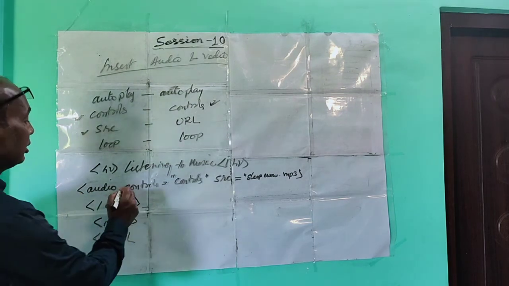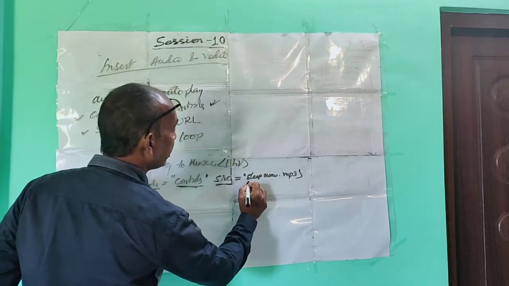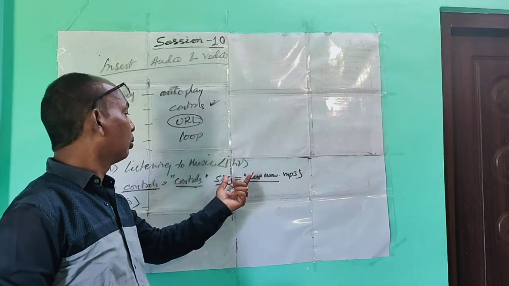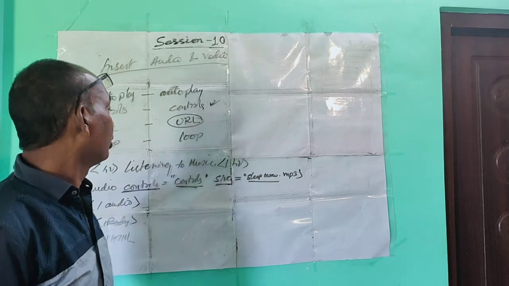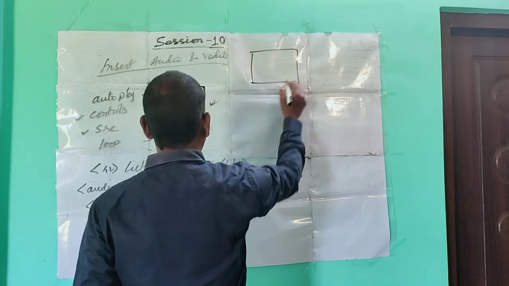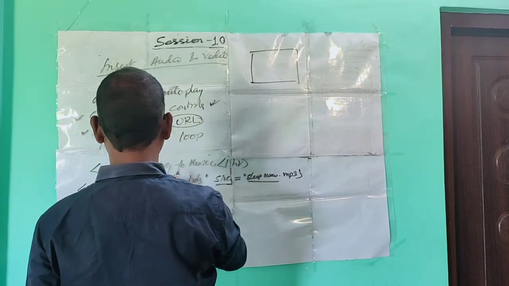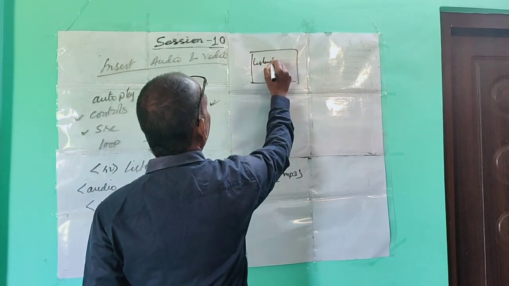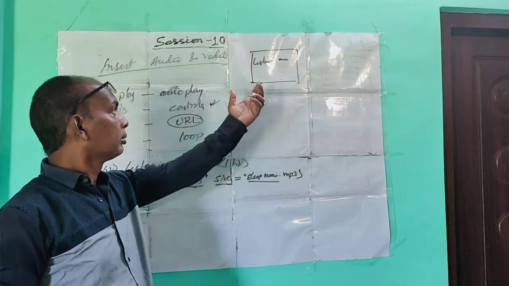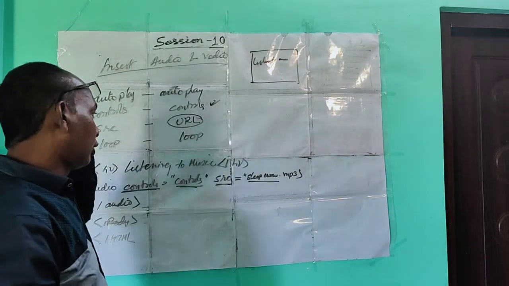So here you see audio controls, this is the attribute and this is the value. Attribute and this is the value. URL means path. You have to write the complete path from where you want to insert the audio. If you run this program, you get the text on the screen, Listen to Music. Then if the music runs on your computer and you have speakers, you will hear the sound of the music.